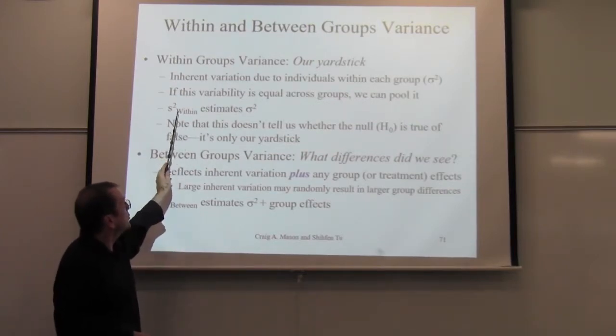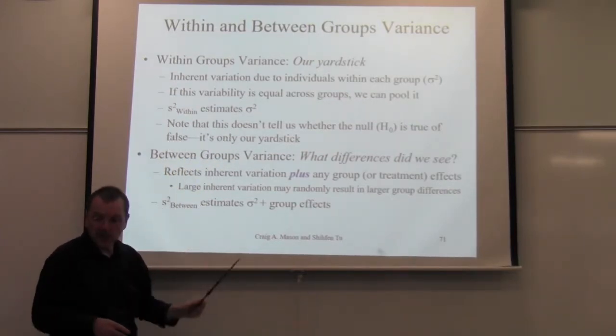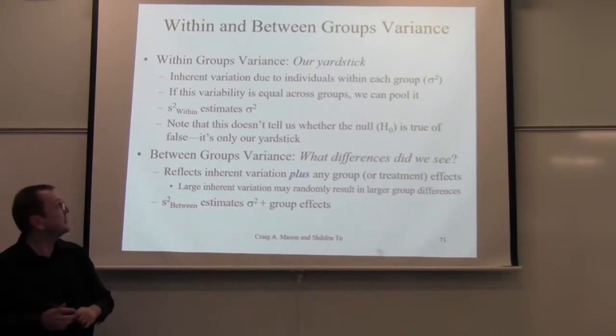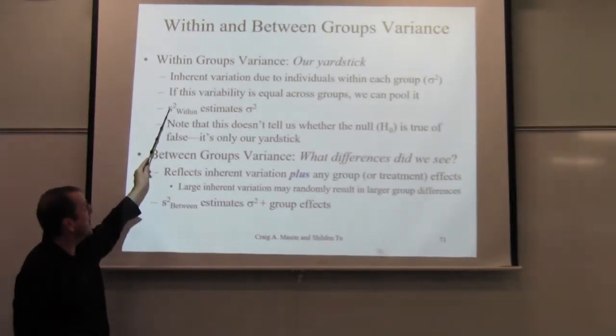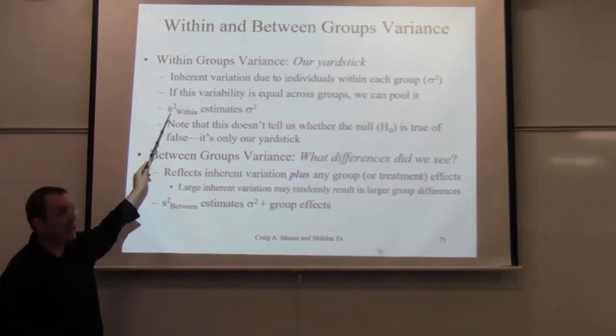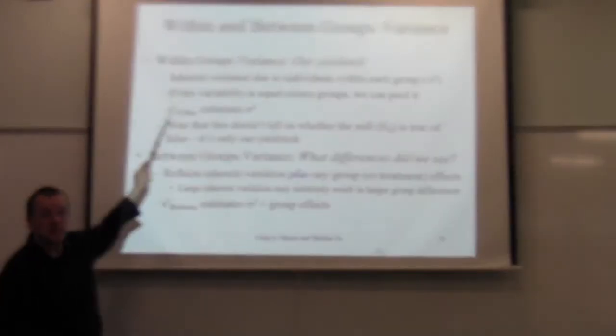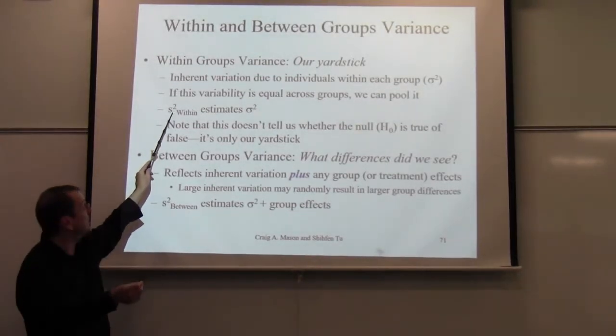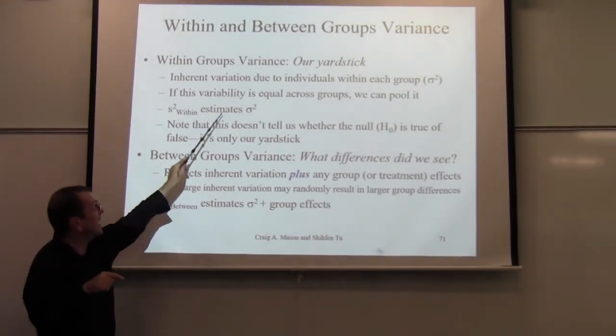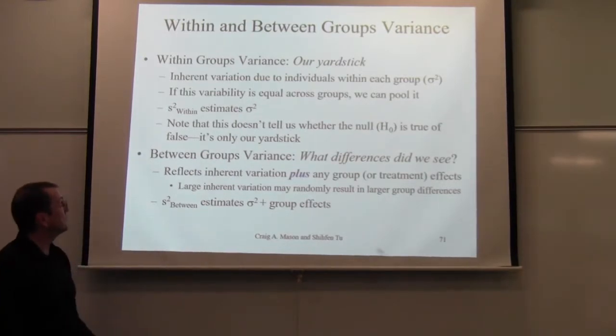If the variability is equal across the groups, then we can pool it. I've actually kind of jumped ahead of myself a little bit. So that's how the variance within the groups, the S squared, is that variance that we're estimating based on our sample, because it's the lowercase s, an estimate of sigma squared.